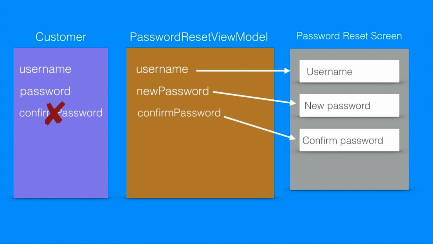Now the great thing about this is that you can also add validation right inside your password reset view model, so that when the data eventually reaches the model, the database and the service, it is already validated on the client side. So hopefully now you have a better grasp of why we use the MVVM design pattern.